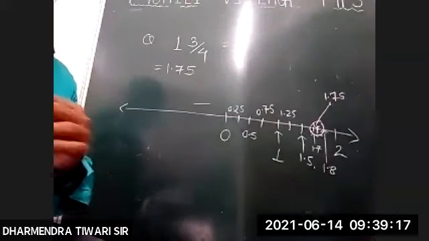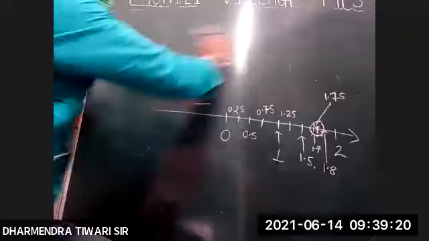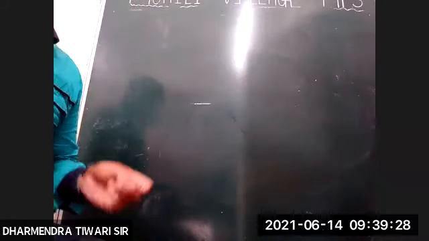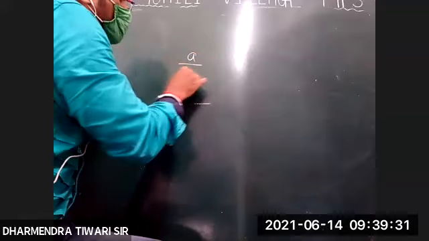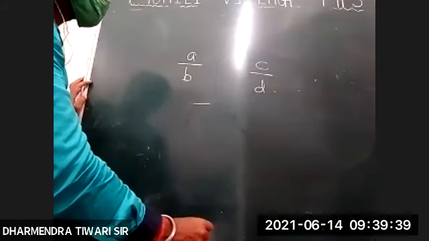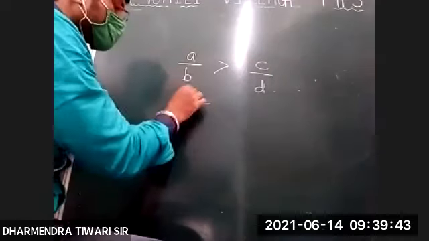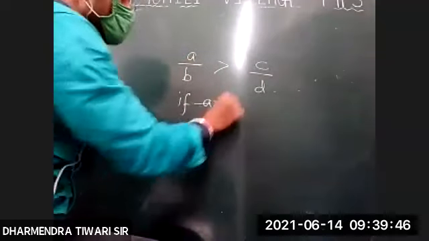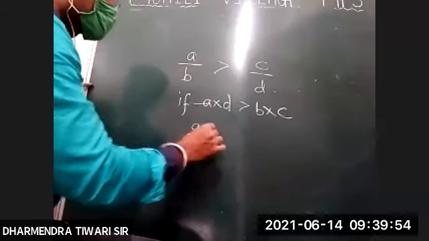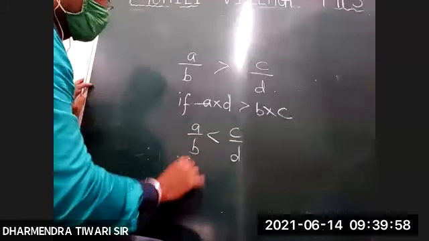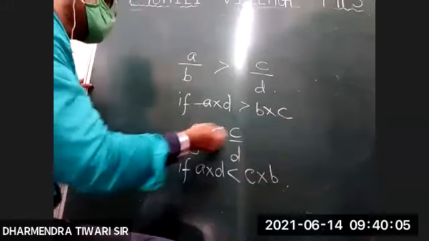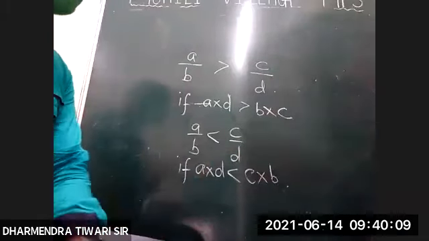Now, comparison of rational numbers. The basic idea behind comparison of rational numbers is that suppose we have one rational number A by B, and a second rational number C by D. We can directly say A by B is greater than C by D if A into D, just do cross multiplication, A into D is greater than B into C. We say A by B is less than C by D if A into D is less than C into B. Or else we say that they are equal if A into D is equal to C into B. This is the basic idea.